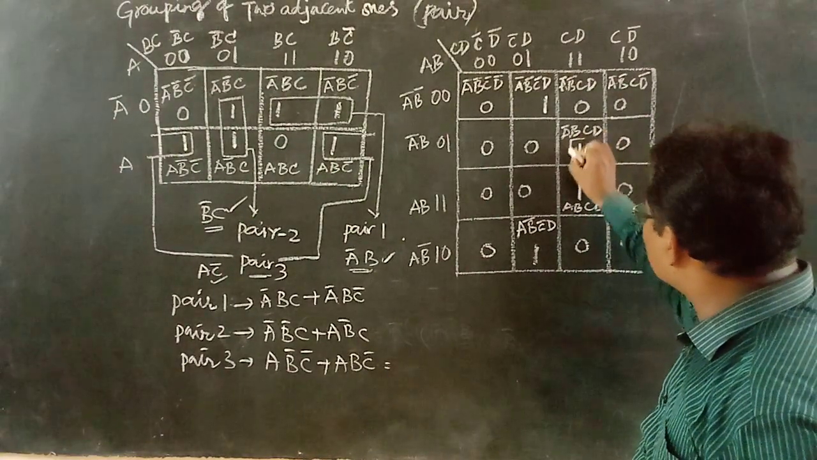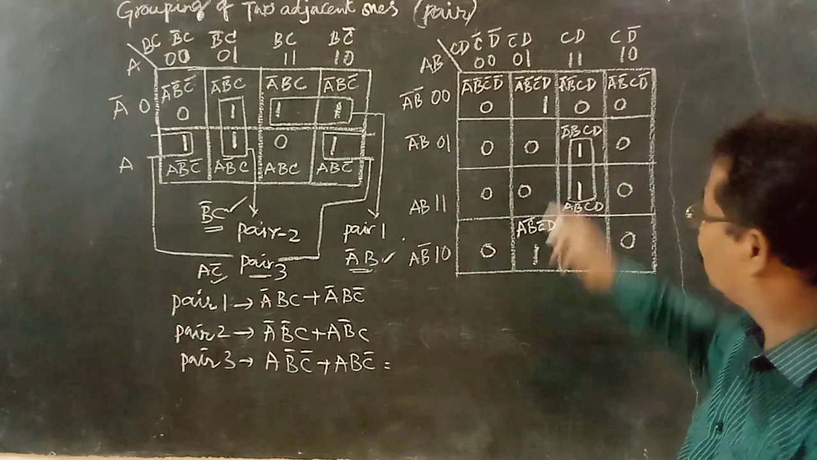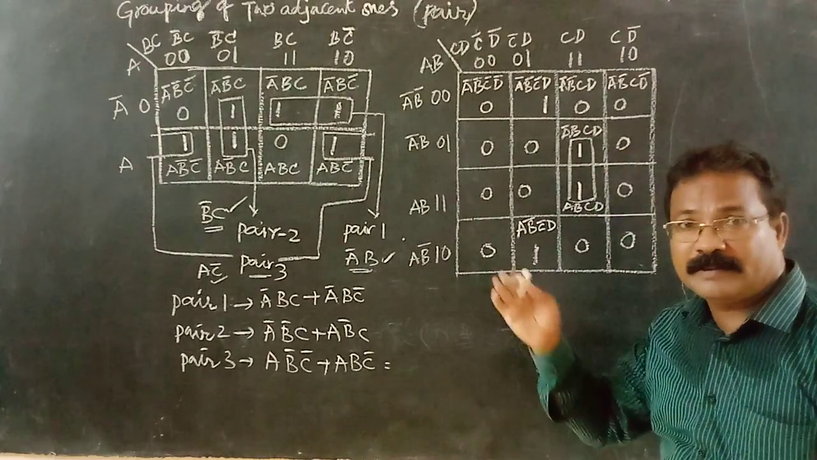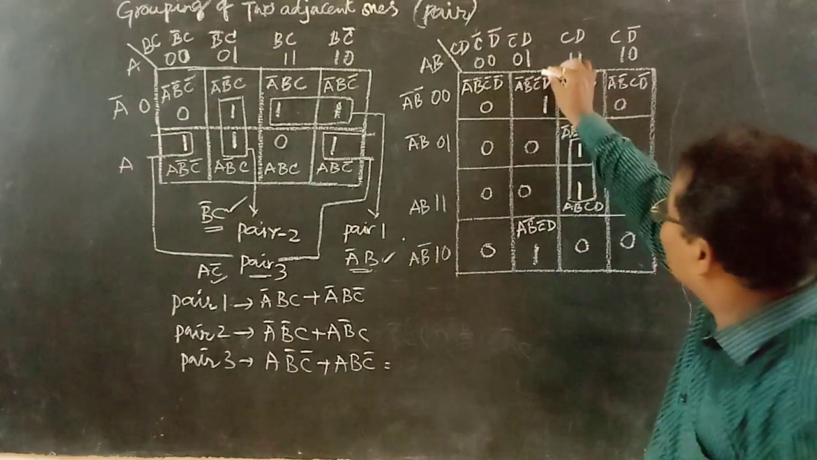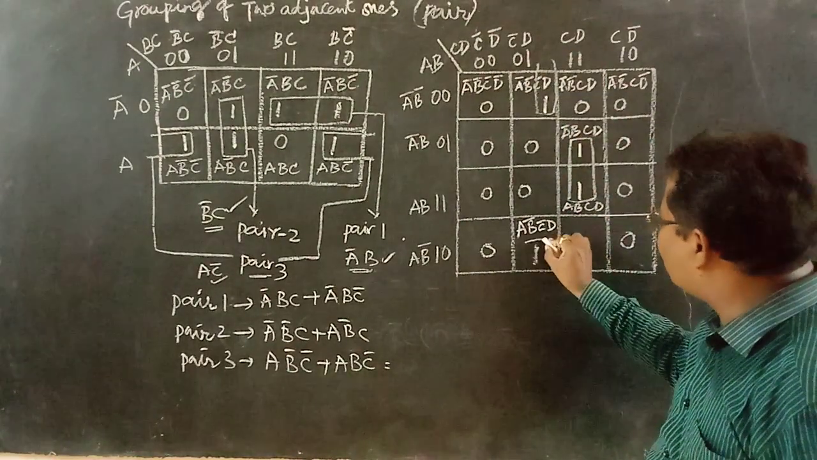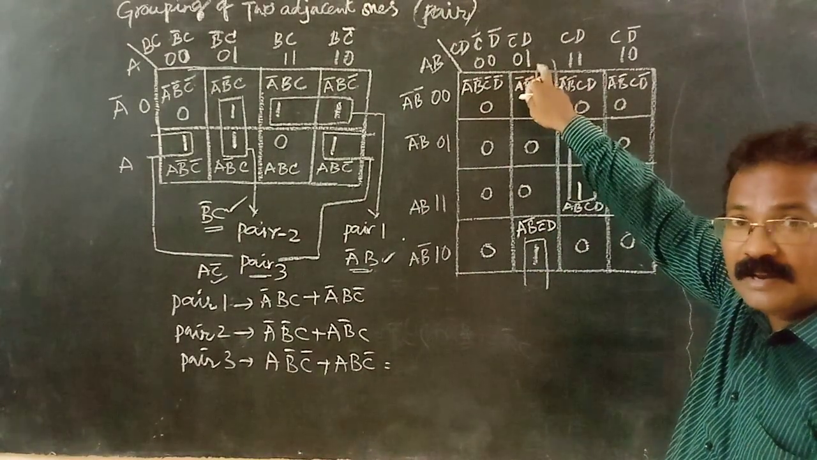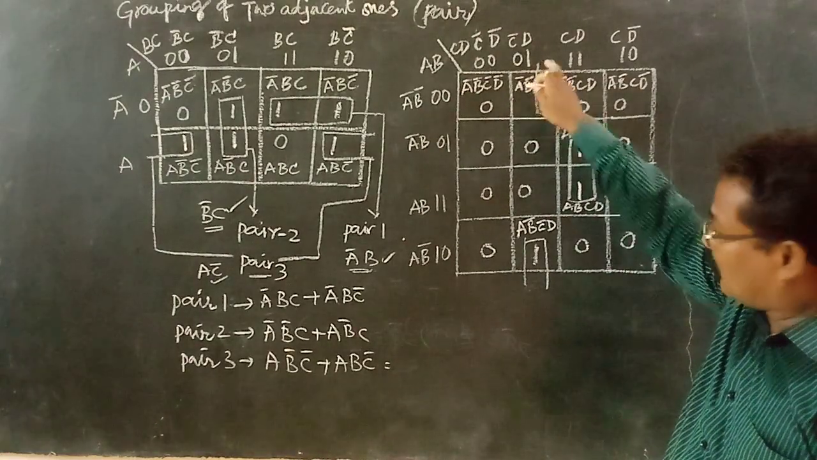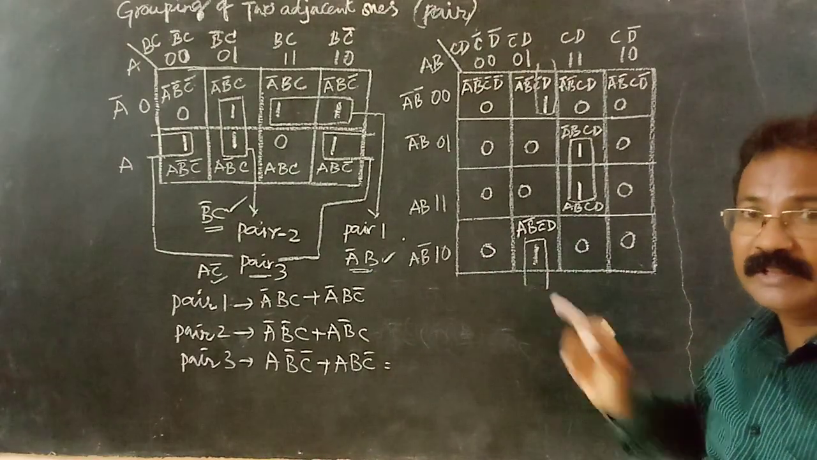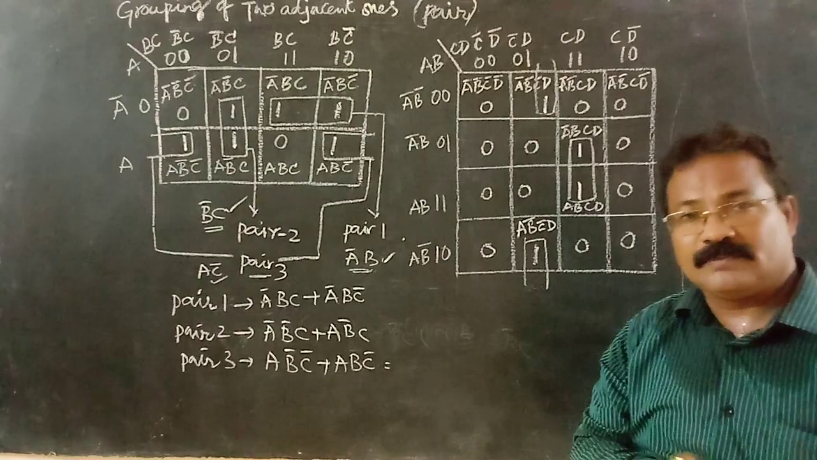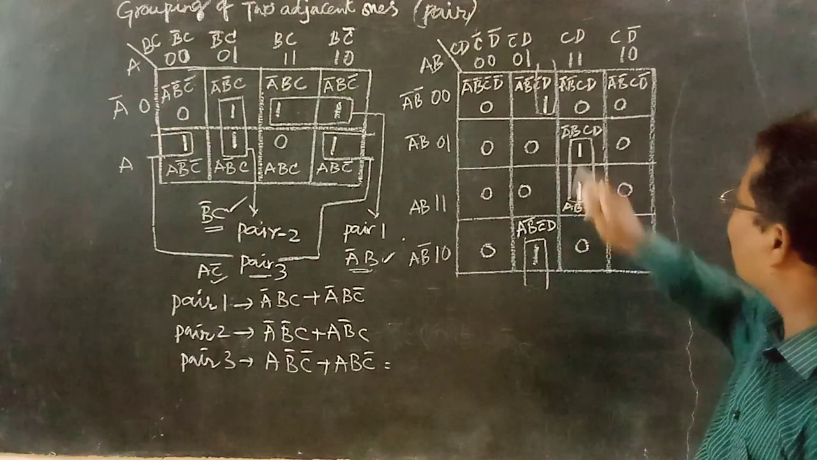Here, in this cell and these two cells are grouped together because they are located nearby, adjacent ones. And this one and this one can be grouped. The topmost cell of the particular column and the bottom cell of the corresponding column can be grouped together as per the rule in the K-map for simplification of Boolean expression. So here it has two pairs.